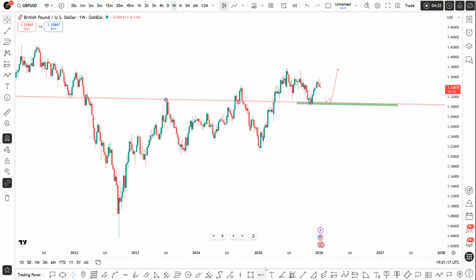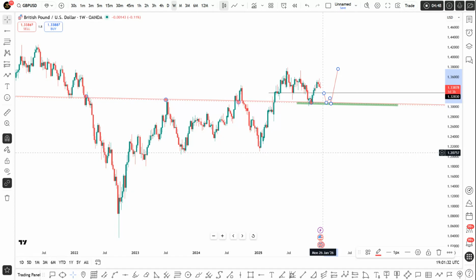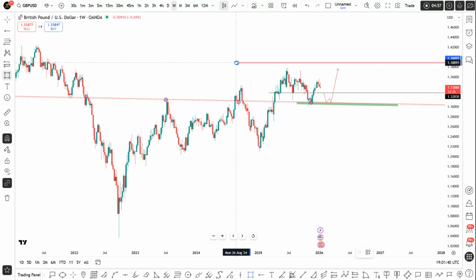I see a minor opportunity at this level, but for me, I want a clear return into that demand floor. I want a clear return into this structure. Yeah, you could get a reaction at 1.3387, but I want a reaction at 1.3067. It's my anticipated area of market reaction.